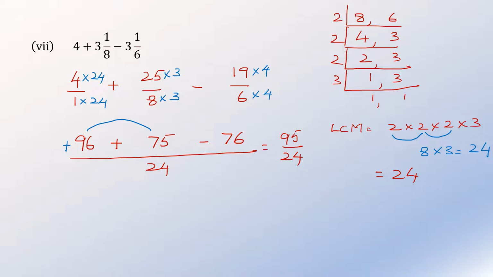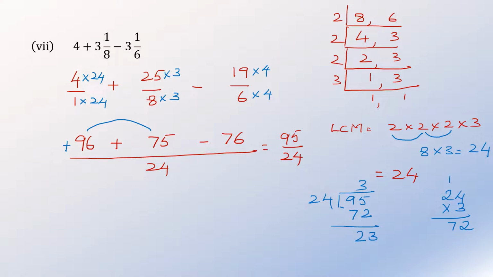Now we're going to divide 95 by 24. Okay, now we have to get a number close to 95. We should know the tables of 24 and get a number close to 95. Let's try 24 into 3. 3 fours are 12, carry 1. 3 twos are 6 plus 1, 7. So 24 into 3 is 72. Subtract: 5 minus 2 is 3. 9 minus 7 is 2.